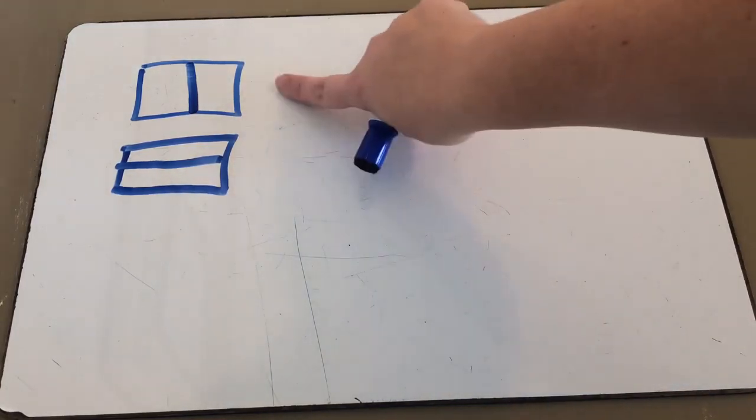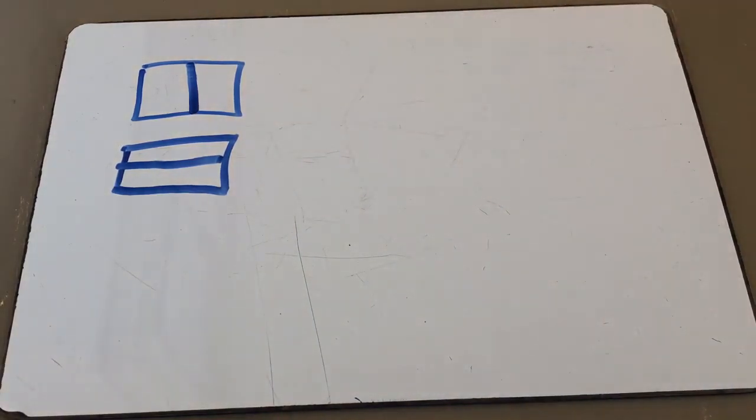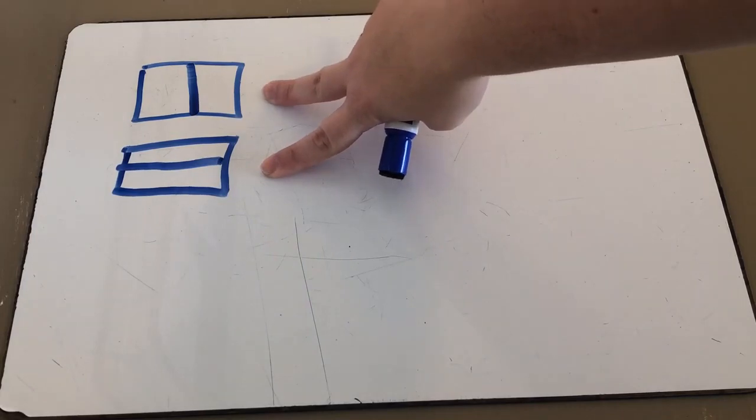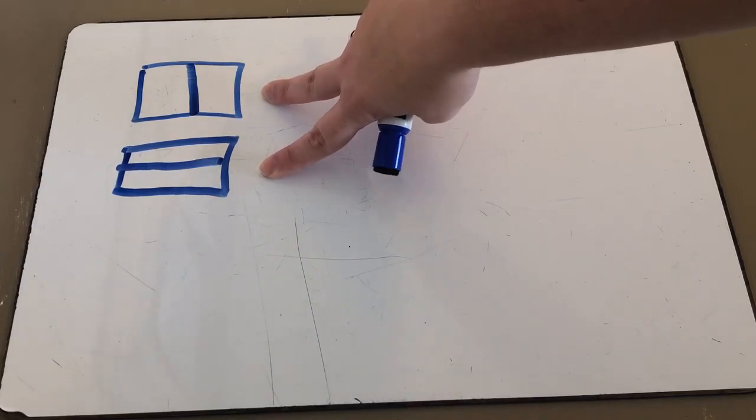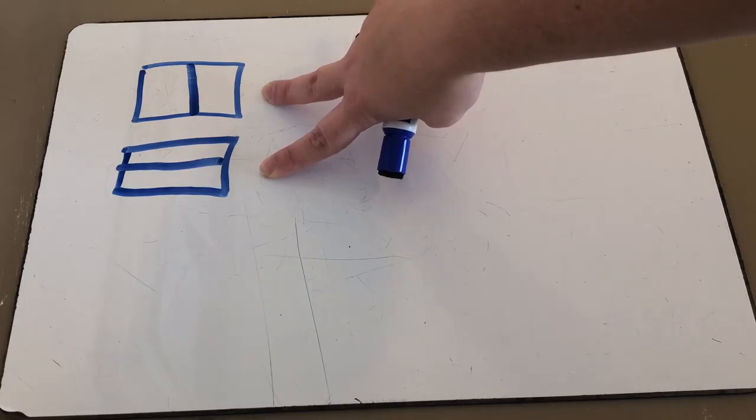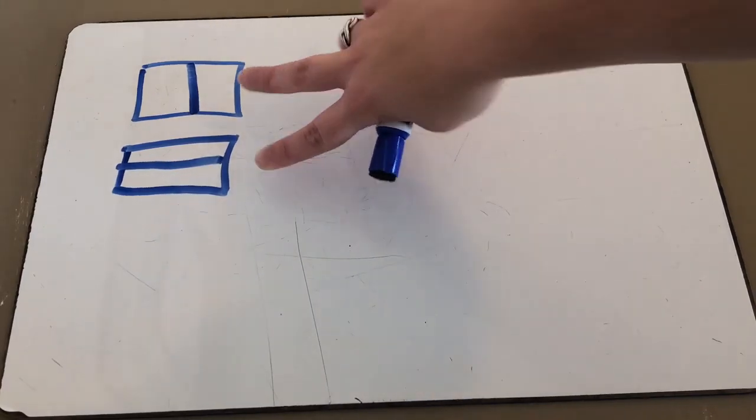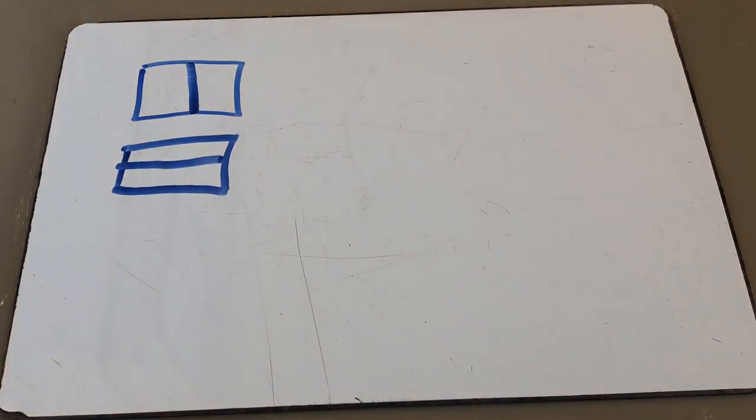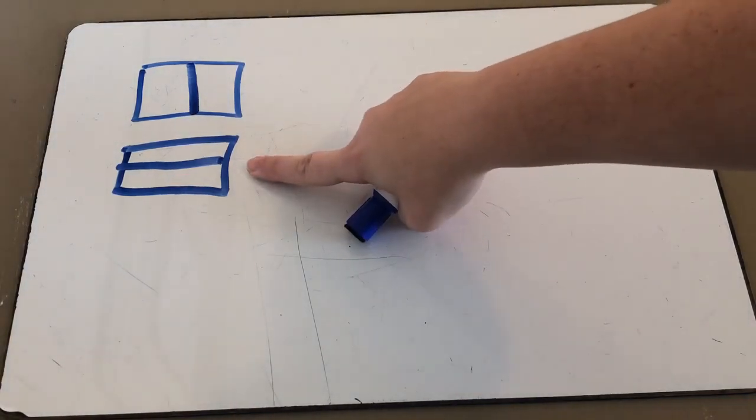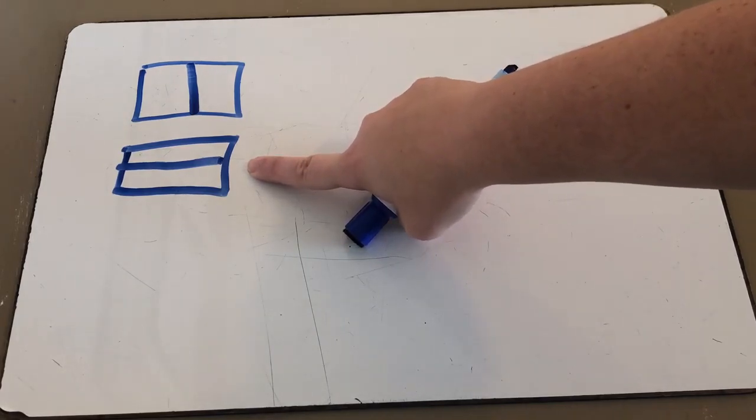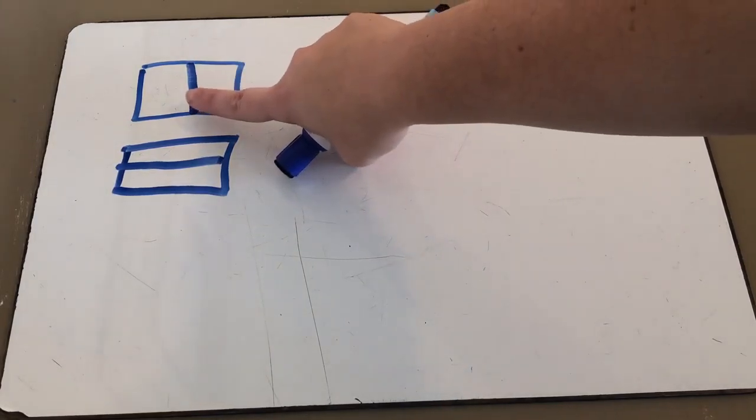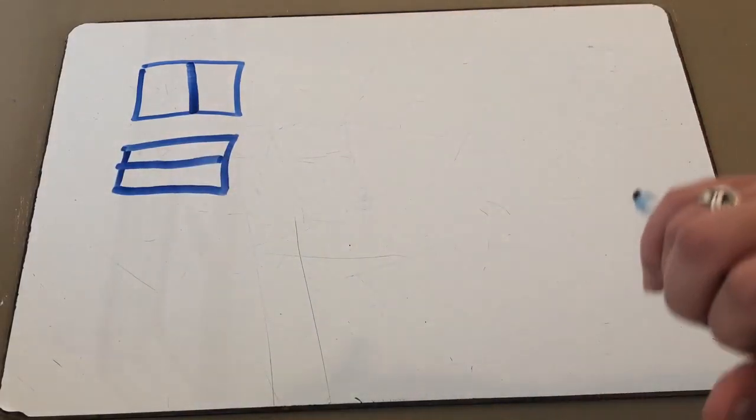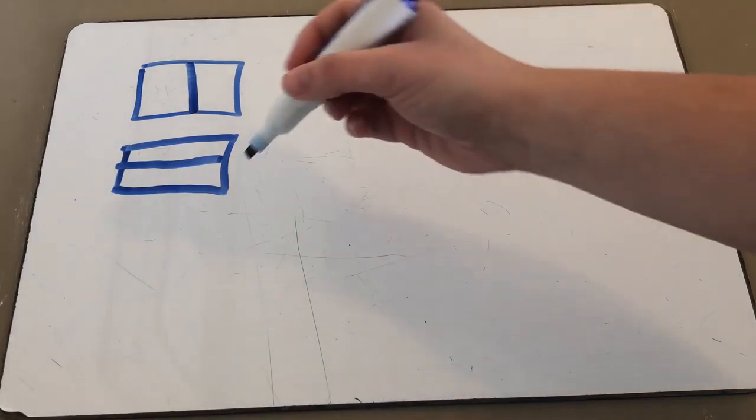How are these two rectangles the same? These two rectangles are the same because they are both in half. They are both showing two equal pieces. How is this rectangle different from this rectangle? This rectangle is different because it is showing halves in another way. This one is cutting it vertically. This one is cutting it horizontally. Let's look at one more rectangle.